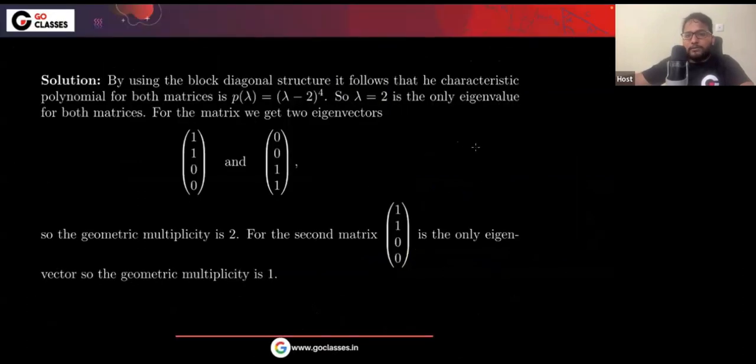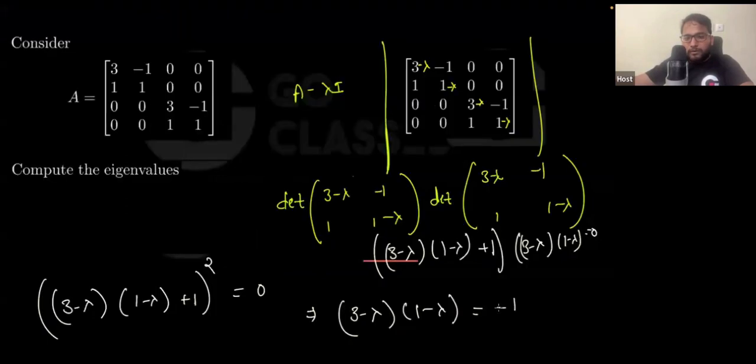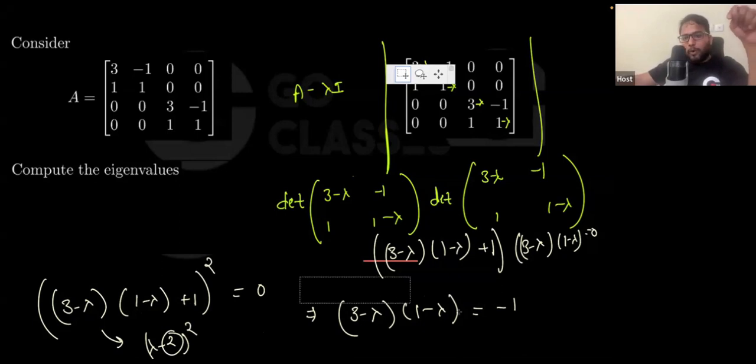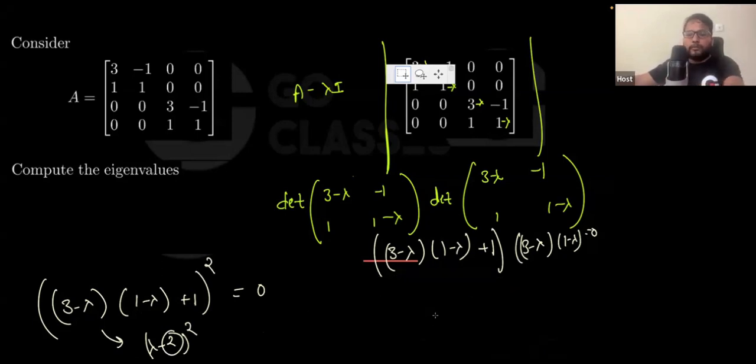So you are getting the quadratic equation, which is lambda minus 2 whole square. If you solve this internally, it is lambda minus 2 square, because this is 3 plus 1, which is 4. So ultimately it is lambda minus 2 to the power 4, because I'm getting a square here.